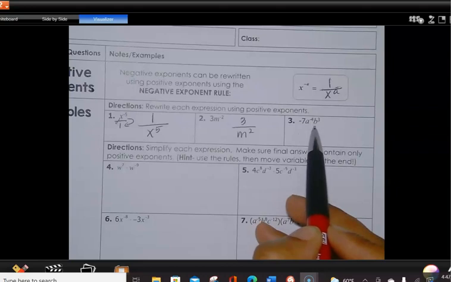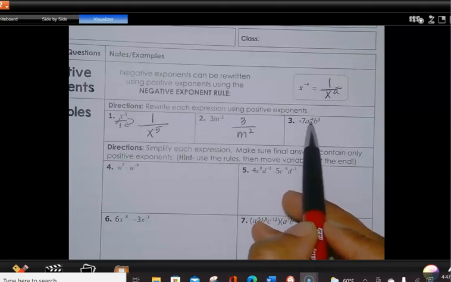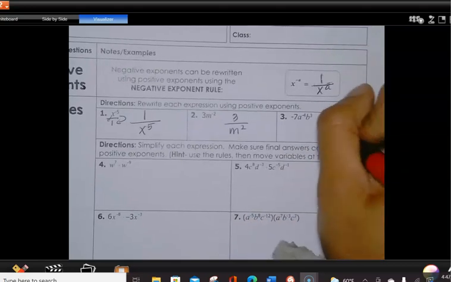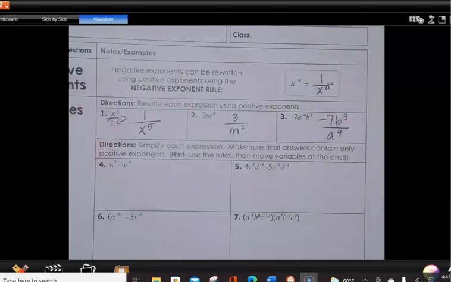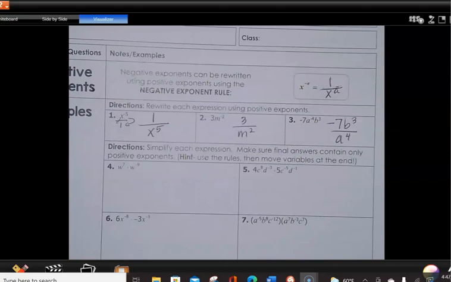Focus on the two bases. So here I have a to the negative 4. He's going to go to the denominator. And b to the third, he's happy where he is. So the answer becomes negative 7 b to the third over a to the fourth, and it was the a that needed to go to the bottom. All right, so again, replay that if you need to, and let's get into some trickier ones.